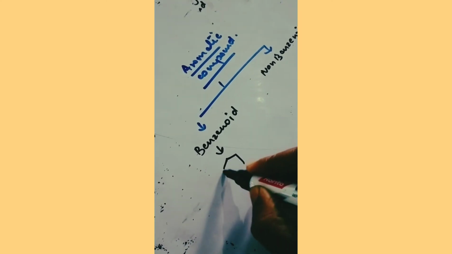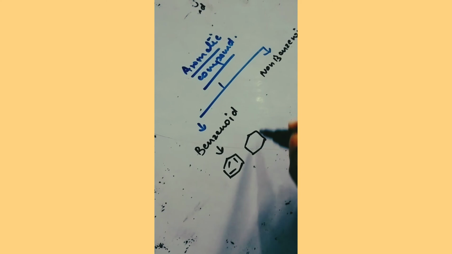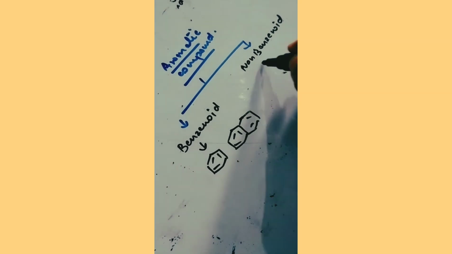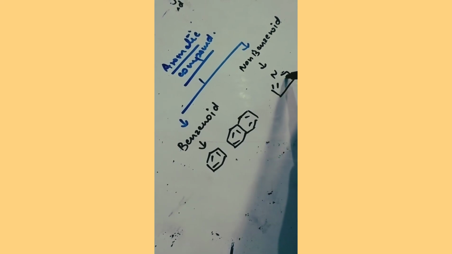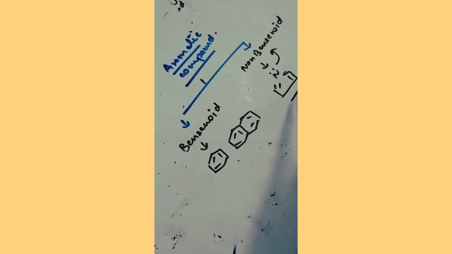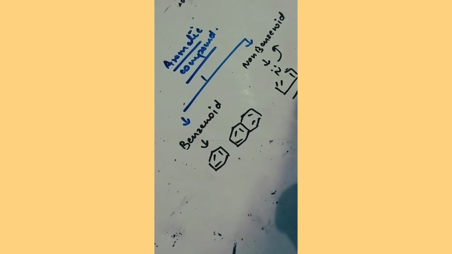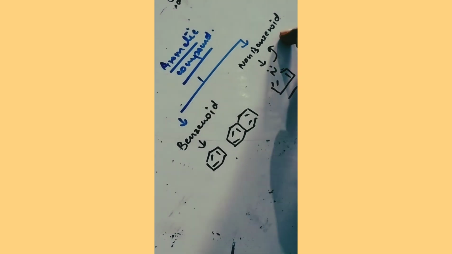Suppose this is the benzene structure. In a benzenoid compound only a benzene ring will be present, and all compounds like that are benzenoid because only a benzene ring is present. For non-benzenoid, if you replace one carbon like this, the lone pair of electrons of nitrogen is involved in the aromatization. So this compound is called non-benzenoid because a benzene ring is not present here. Simply, the compound which has only a benzene ring is called benzenoid, and the compound which has hetero atoms in the ring is called non-benzenoid.